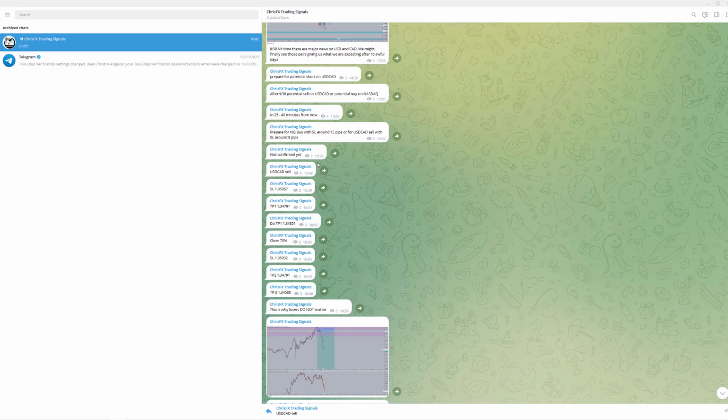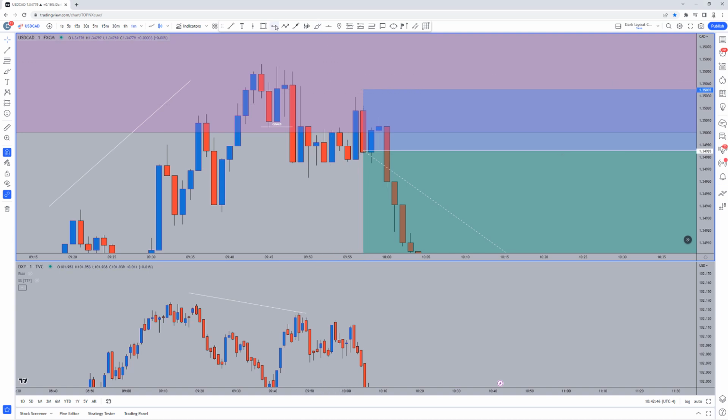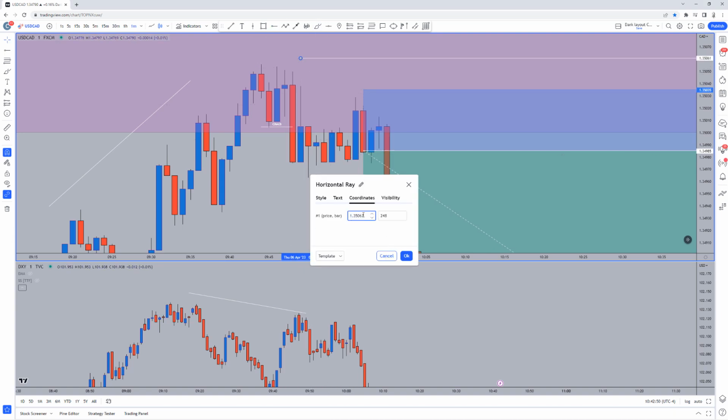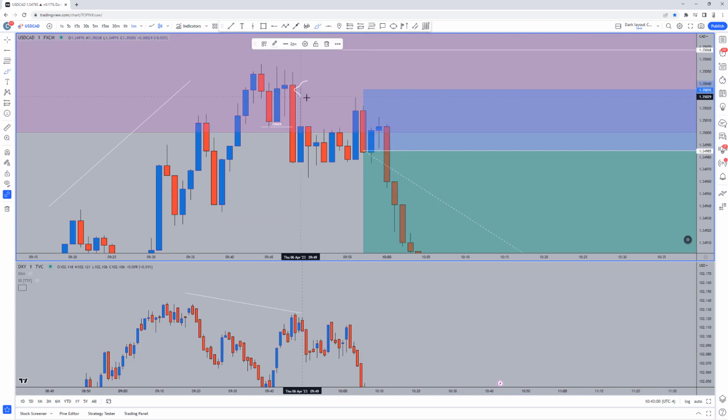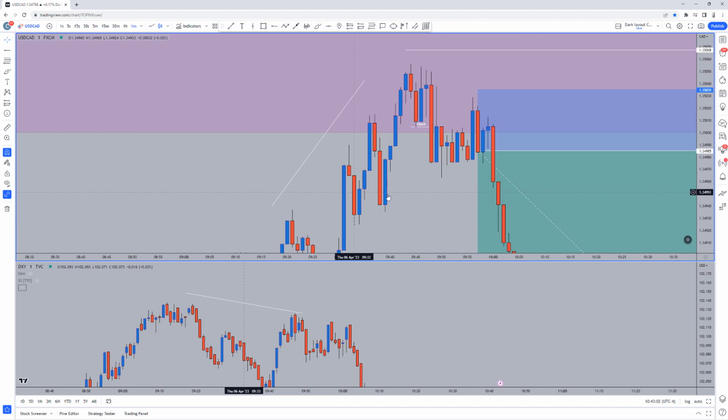What did I say about stop loss? Let's see. Stop loss 1.35067. If I place a horizontal line here, and if I place those coordinates, you see, and I click OK, you see that the stop loss is up here. So, of course, our stop loss never got hit. We just retraced until here, and off we went.